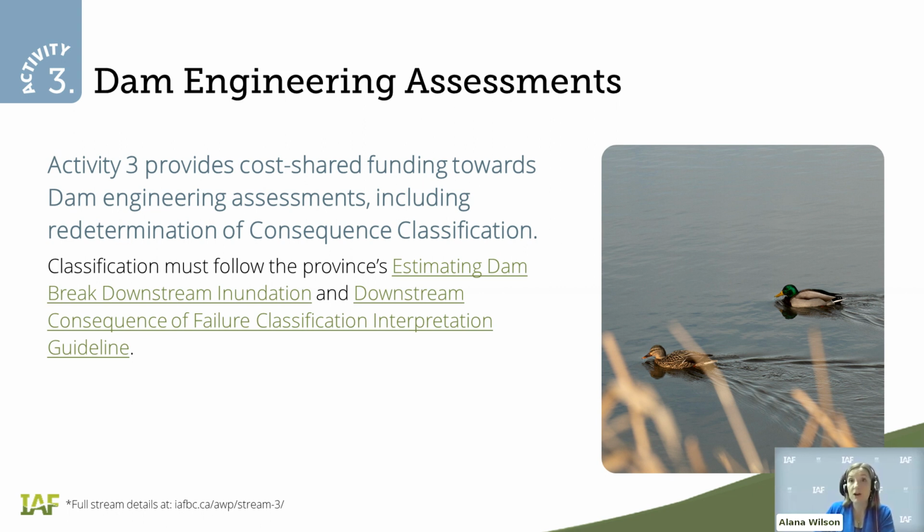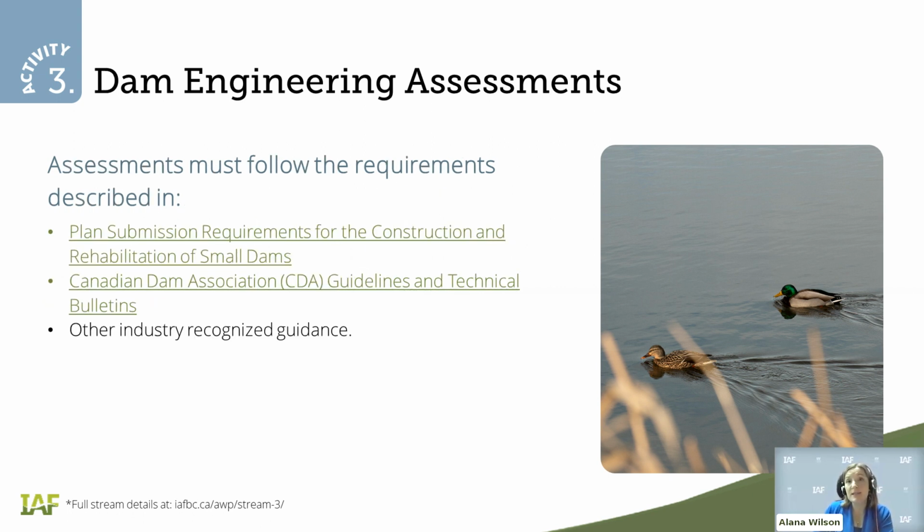Activity 3 provides cost-shared funding towards dam engineering assessments, including redetermination of consequence classification. Classification must follow the province's estimating dam break downstream inundation and downstream consequence of failure classification interpretation guidelines. And both of these are hyperlinks with links to further information. Assessments must follow the requirements described in the plan, submission requirements for the construction and rehabilitation of small dams, the Canadian Dam Association guidelines and technical bulletins, or other industry recognized guidance.